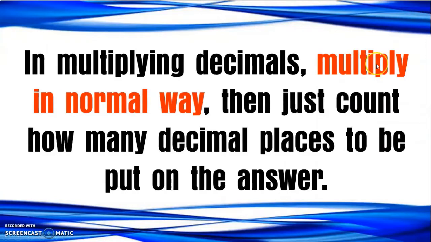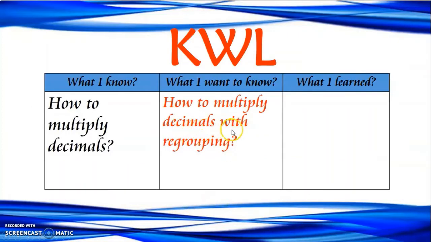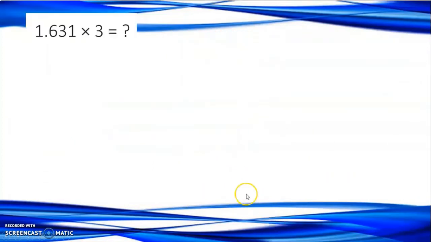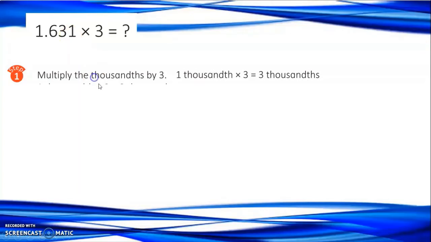In multiplying decimals, multiply in the normal way, then just count how many decimal places to put onto the answer. How to multiply decimals with regrouping? For example, 1 and 631 thousandths times 3, or just 1.631 times 3. Step 1, multiply the thousandths by 3. The thousandths here is 1. So 1 thousandth times 3 is 3 thousandths. In vertical form, we have here 1 times 3 is 3.